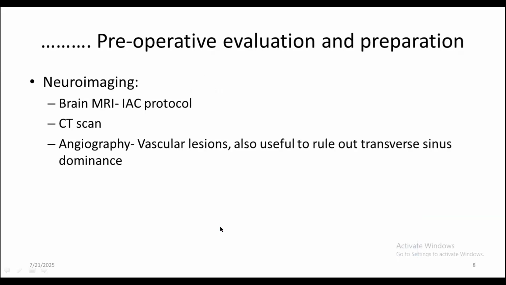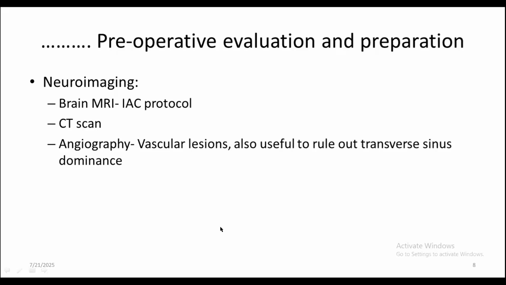Other evaluation tools include neuroimaging. This helps in coning down the diagnosis as well as ruling out other differential diagnosis. Brain MRI with internal acoustic canal protocol is the gold standard for the diagnosis of CP angle tumors, which we are going to discuss briefly. And then also the CT scan, it helps in identifying the anatomy of the internal acoustic meatus, the diameter, whether it is enlarged or not, and then also the pneumatization of the mastoid air cells.